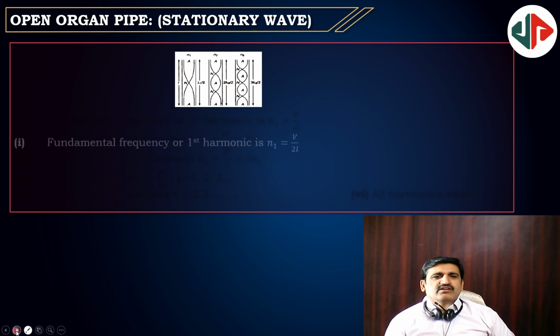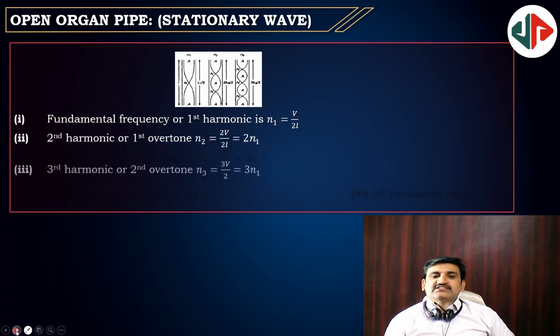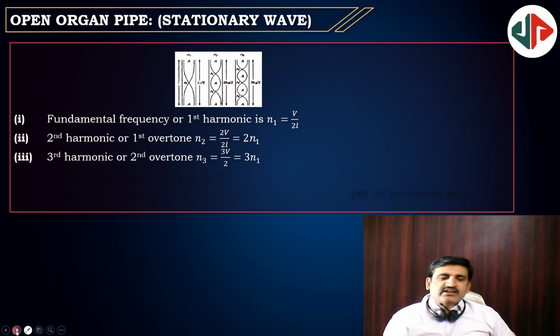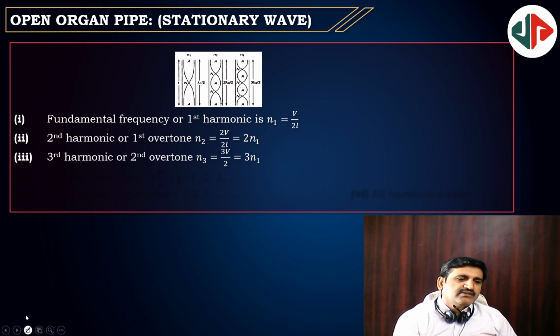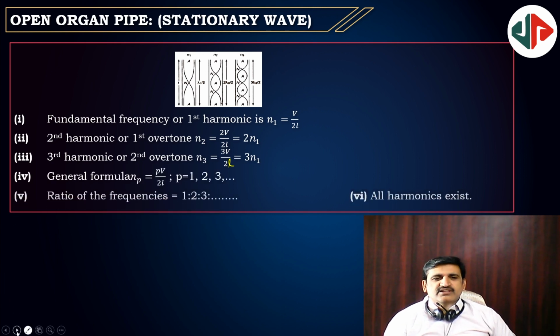Next, these are all pipes. Fundamental frequency, or first harmonic, of an open pipe is v by 2L. Next one is 2v by 2L, next one 3v by 2L. So the common 2L is there, and the ratio of them is 1 is to 2 is to 3. All harmonics are produced in this.